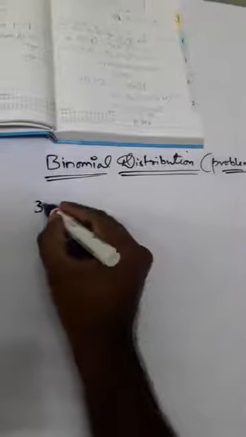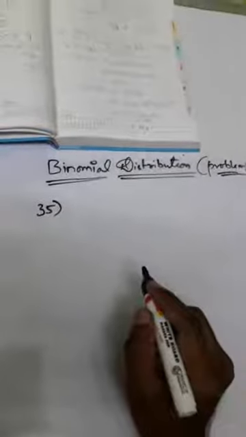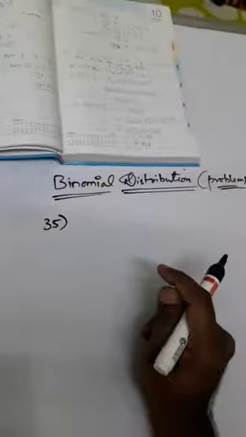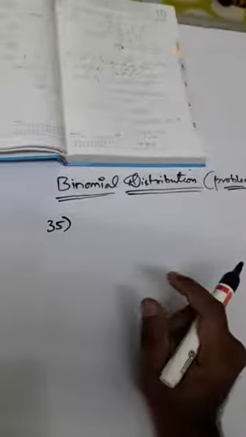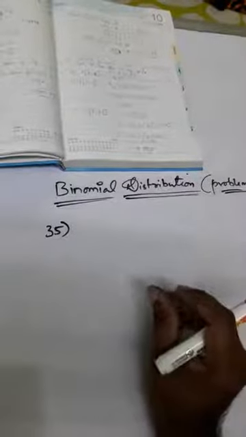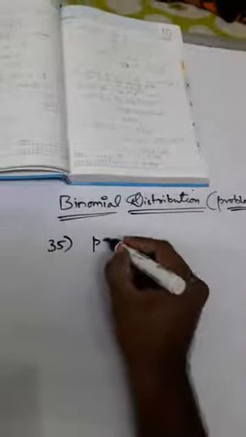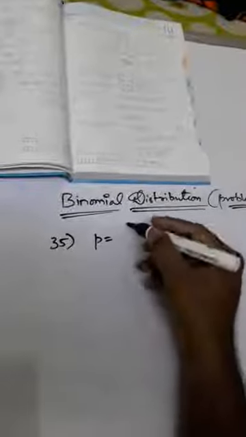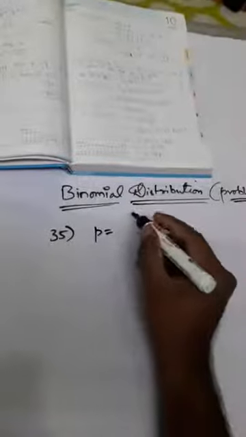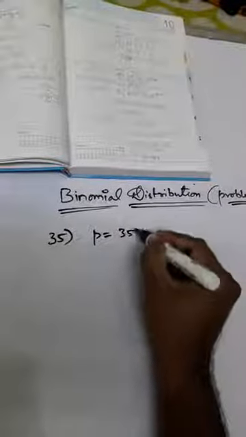So here comes the next problem. Binomial distribution. Problem number 35. Students, in your textbook exercise question number 35, it is given the ratio of girls in a college or school as 35%.